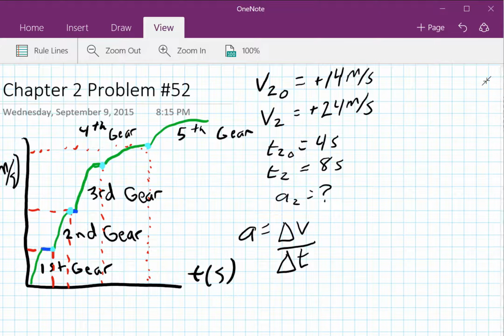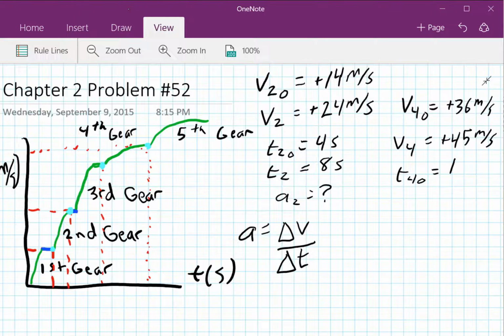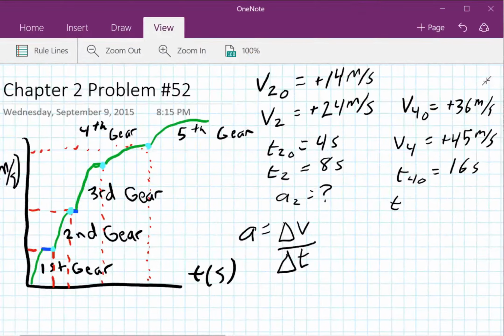For fourth gear, I said that the velocity for fourth gear initially was a positive 36 meters per second, and that the velocity for the fourth gear at the end was a positive 45 meters per second. The time for the fourth gear initially was 16 seconds, and the time for the fourth gear at the end was 27 seconds.